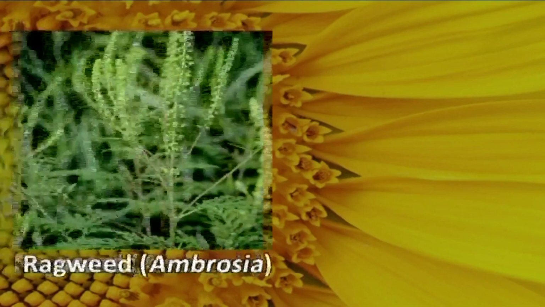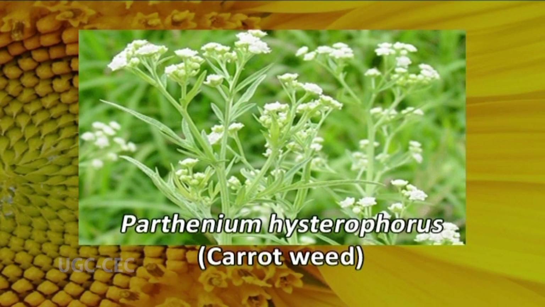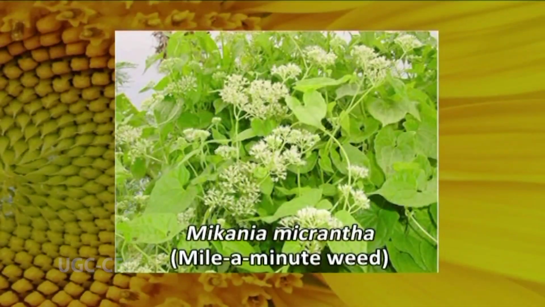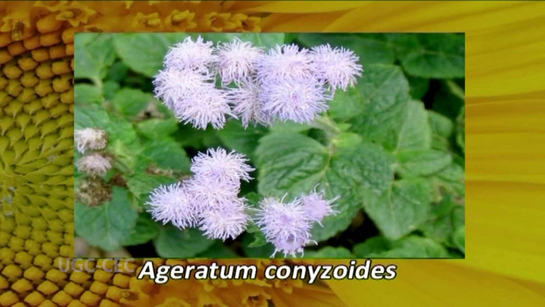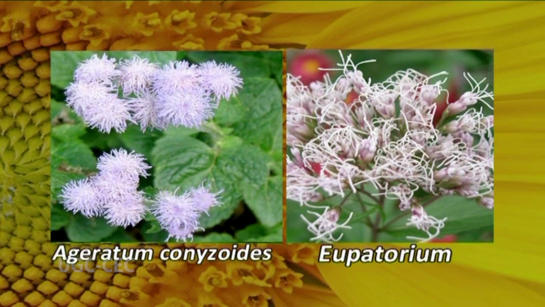Some members of the family Asteraceae, such as ragweed, scientifically known as Ambrosia, it's a major cause of hay fever. Many species, such as Parthenium hysterophorus, commonly known as carrot weed, or the Mikania micrantha, its common name is mile a minute weed. It is so notorious in its spread, that's why its common name is mile a minute weed. Then we have weeds like Ageratum conyzoides, different species of Eupatorium. They are world over known as obnoxious weeds, and all these weeds, they belong to family Asteraceae.